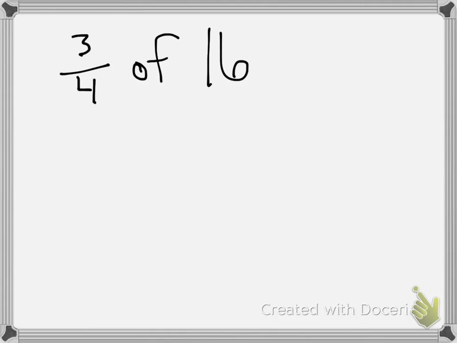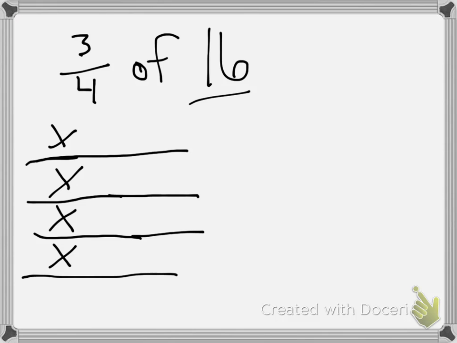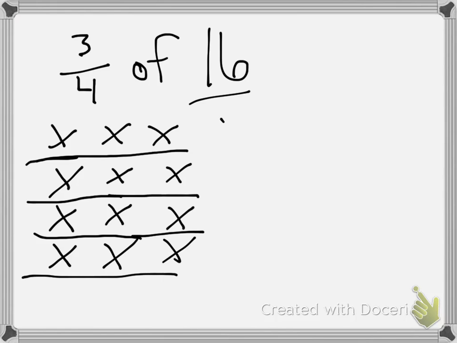Lastly, I'm going to do 3/4 of 16. Now when I take 16 this time, I'm going to go ahead and put them in groups, 4 groups. So here's the beginning of my groups. I have one group started here, one group started here, one group started here, and then my last group. And I'm just going to keep putting these x's in until I run out of 16 x's. So I have 4 x's, 5, 6, 7, 8, 9, 10, 11, 12, 13, 14, 15, 16.